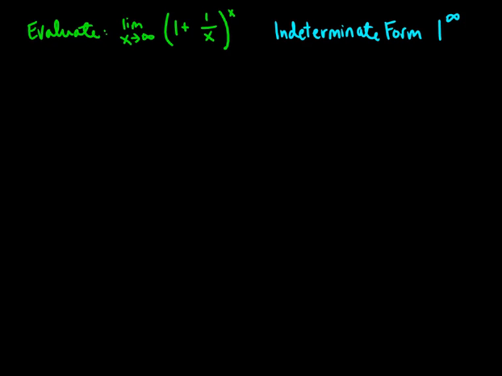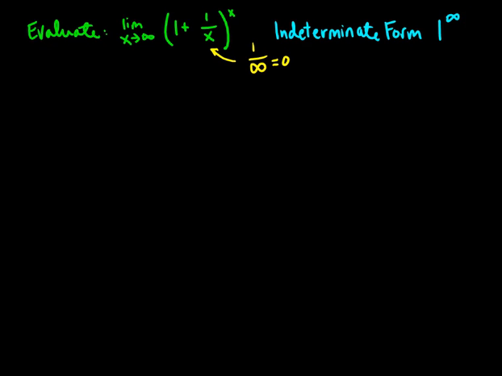Okay, in this video we want to look at a slightly different form. Notice that we have the limit as x approaches infinity of (1 plus 1 over x) to the x power. And if we were to plug in x equals infinity, the 1 over x would become 1 over infinity, and that would basically equal 0. And so we would have 1 to the infinity power, which is one of our indeterminate forms.